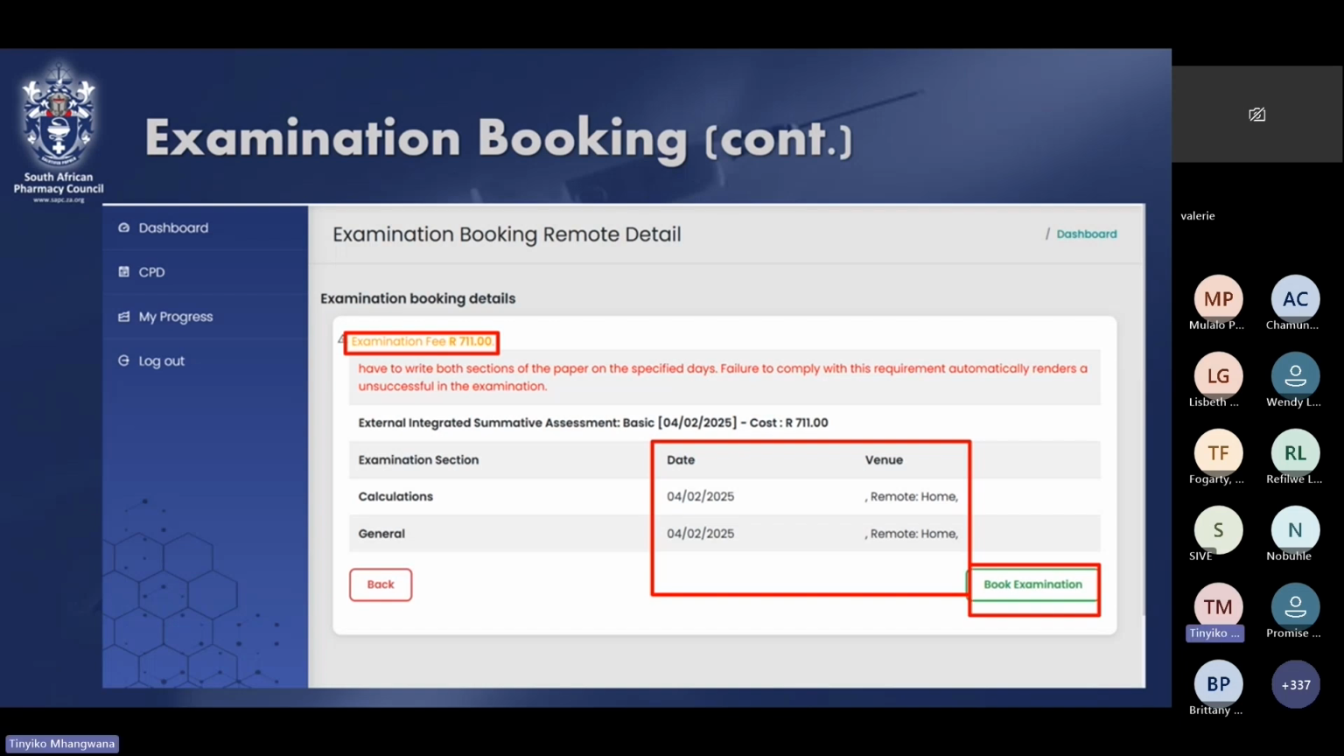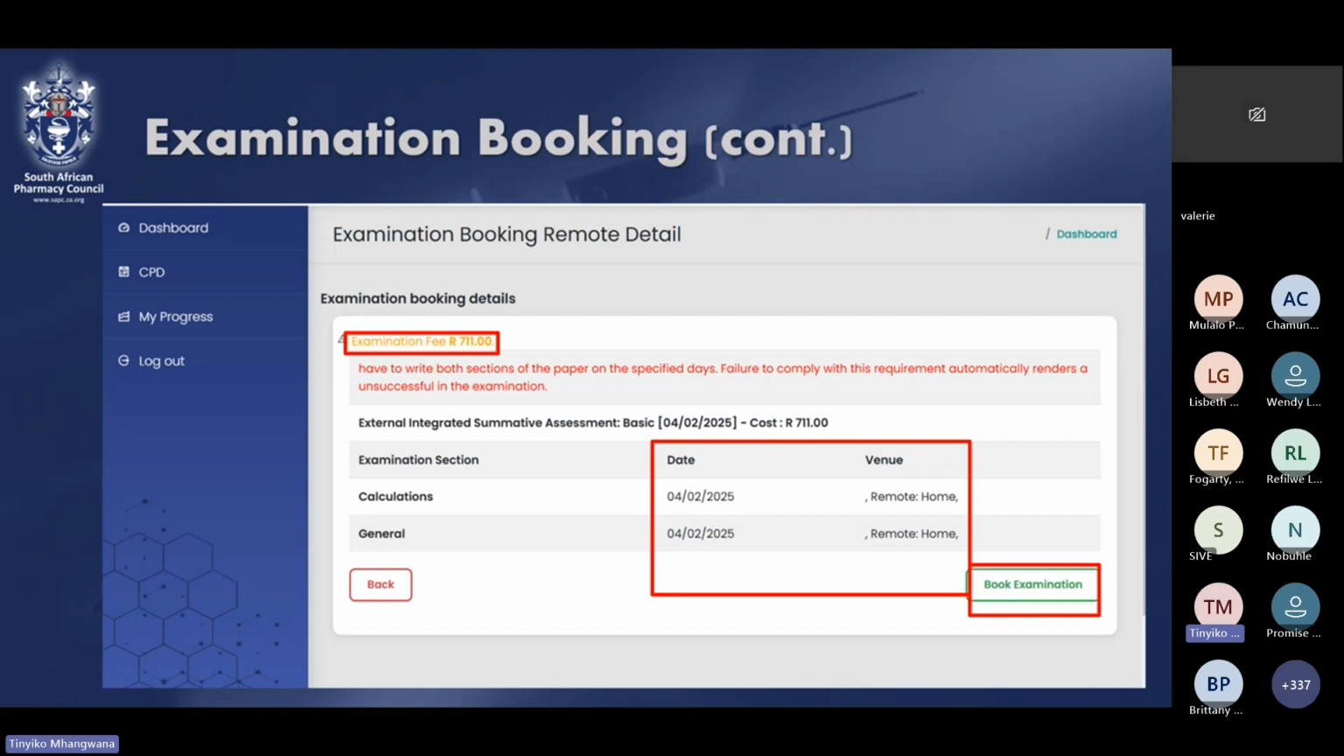If you are eligible, this screen will appear for you. And then you will have to select the venue that you prefer, whether it's home or Pharmacy Council offices. Please note that if you're coming to the office, we will be able to provide you with a laptop, with internet, and all the required things for you to be able to write the exam. But if you're at home, everything is on you to ensure that whatever is required is available.